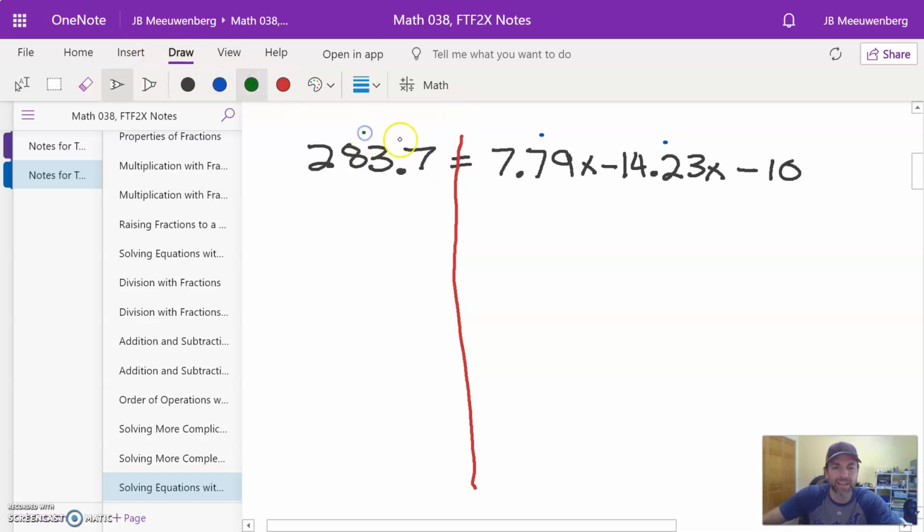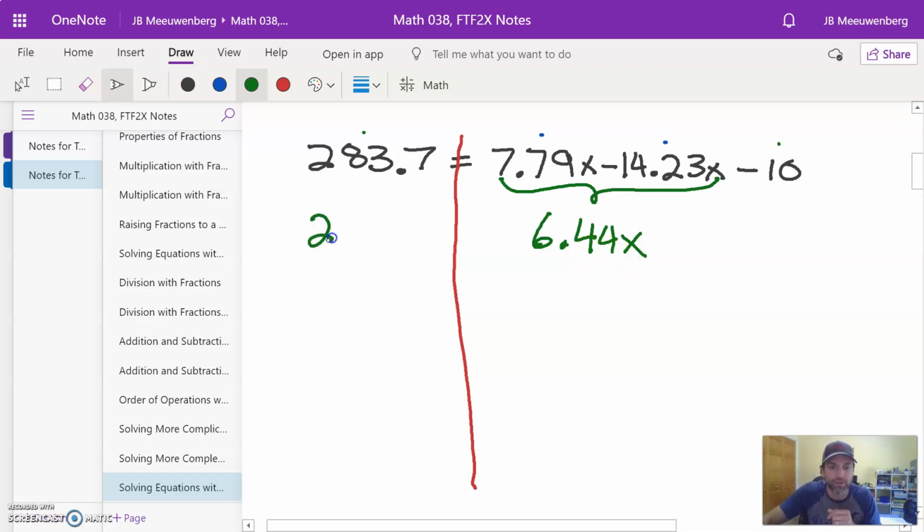I have a constant on the left and a constant on the right. So remember, if like terms are on the same side, we can simply combine them. Add or subtract. Do whatever it says to do with them. That's how I'm going to start. I'm going to subtract 7.79x minus 14.23x. And that is negative 6.44x. Bring all the other stuff down. 283.7. Bring down that equal sign. Bring down that minus 10. We've already combined these two.